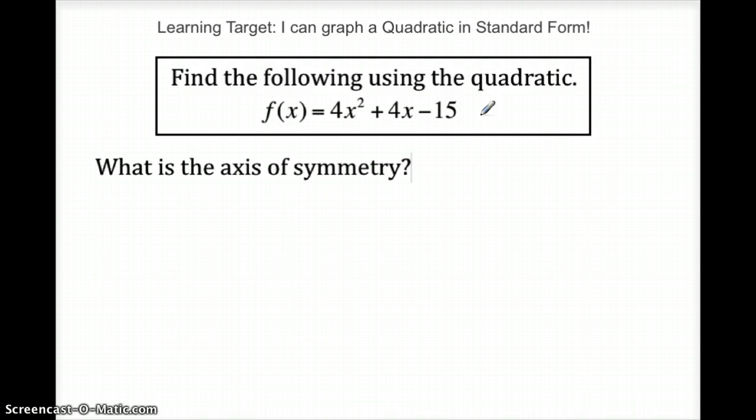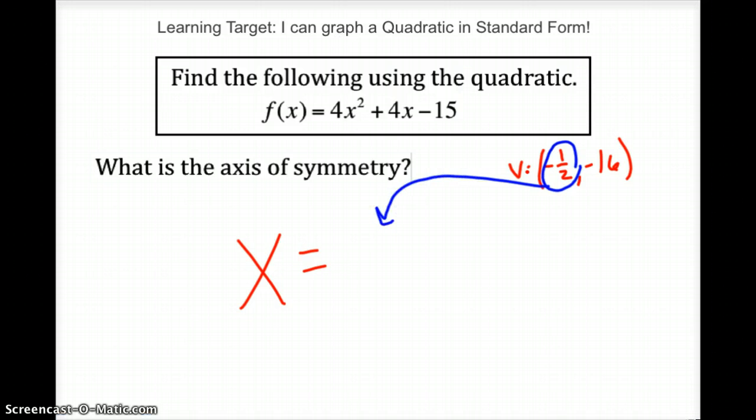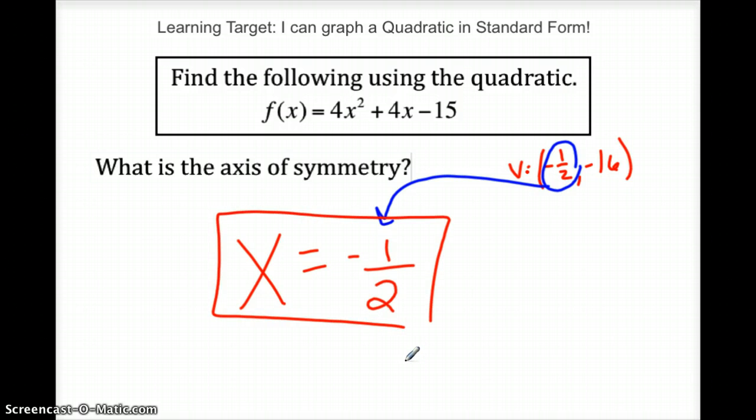The axis of symmetry, we said that's a line and we give the equation for that line saying x equals what though? Well, remember the vertex, we got negative 1/2, negative 16, and we've had the discussion that we borrow the x number from that vertex, and I use it for my axis of symmetry equation. And so that's it. That's all I'm looking for with the axis of symmetry.